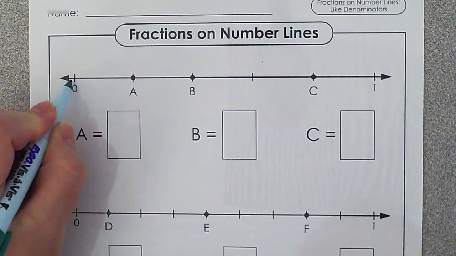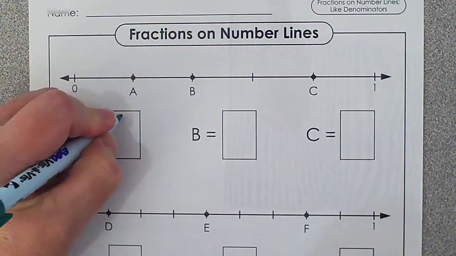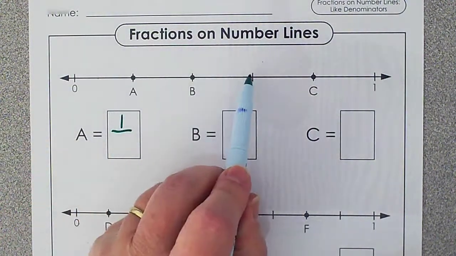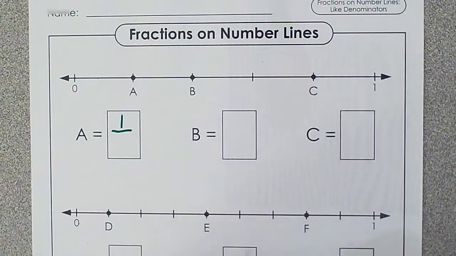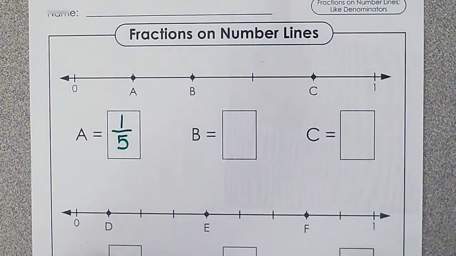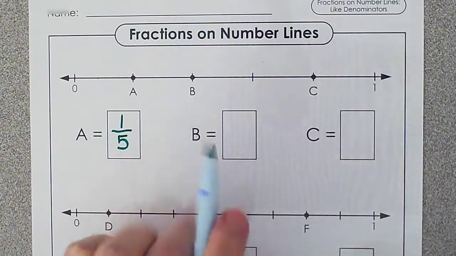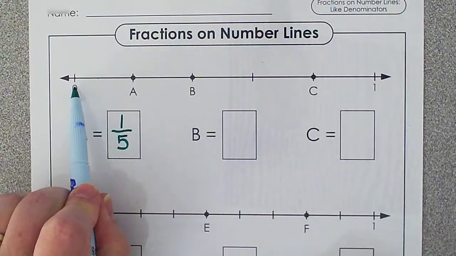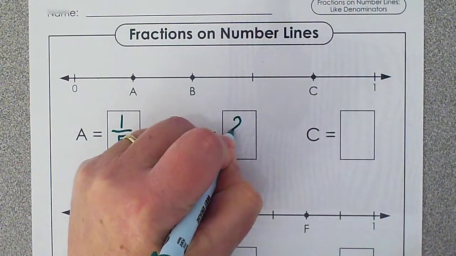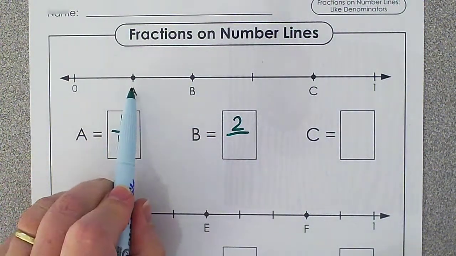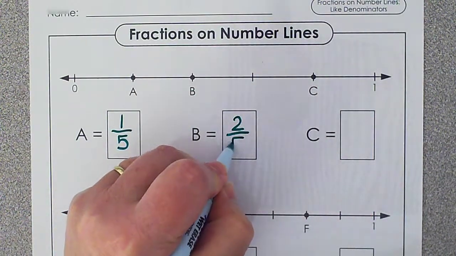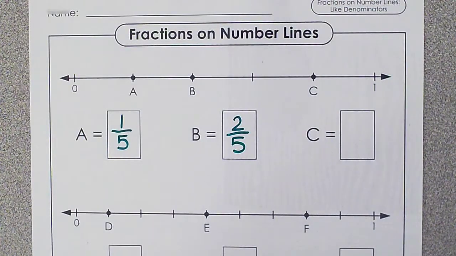Point A is 1 mark past my 0, but there are 1, 2, 3, 4, 5 parts in this line, so my fraction for A is 1/5. My fraction for point B. Point B is 1, 2 marks over, but there are 1, 2, 3, 4, 5 marks in all, so my fraction for B is 2/5.